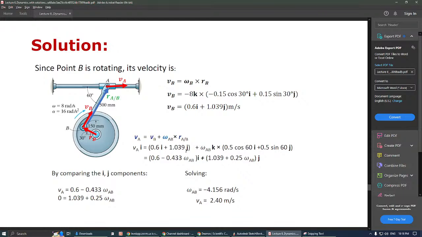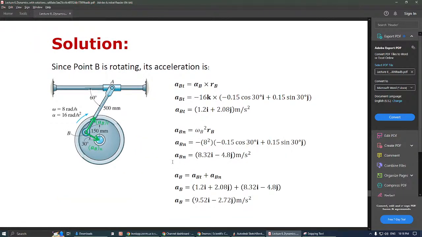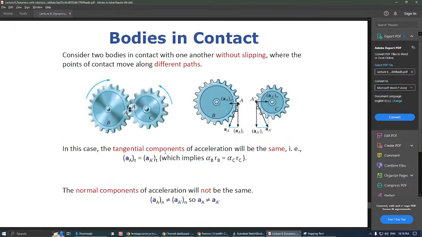The acceleration part becomes much more complex. We will see that in the next class. We'll stop here.